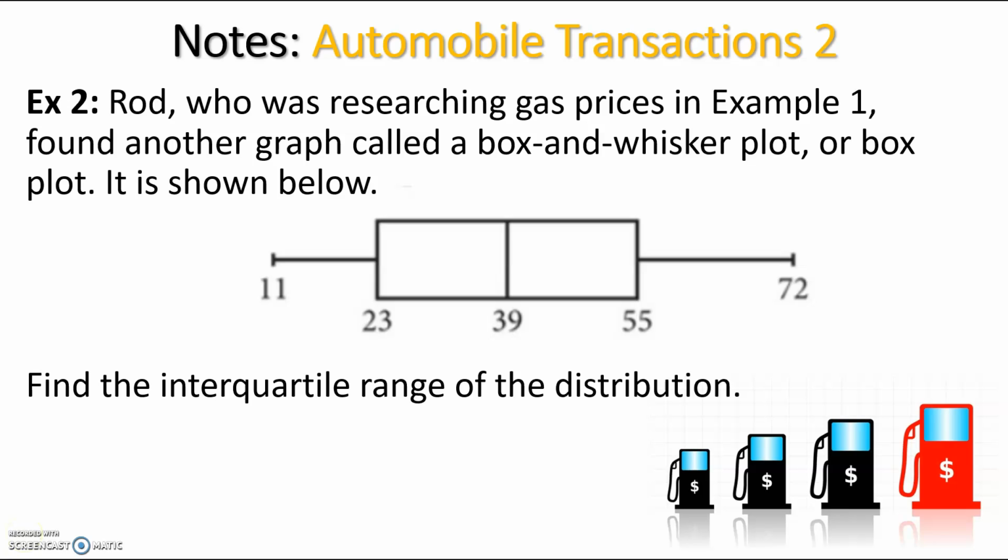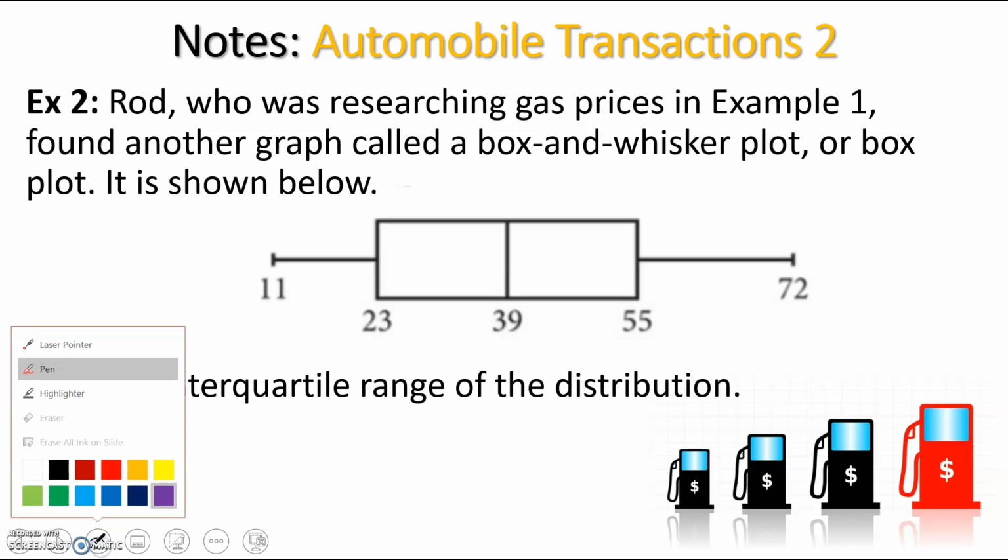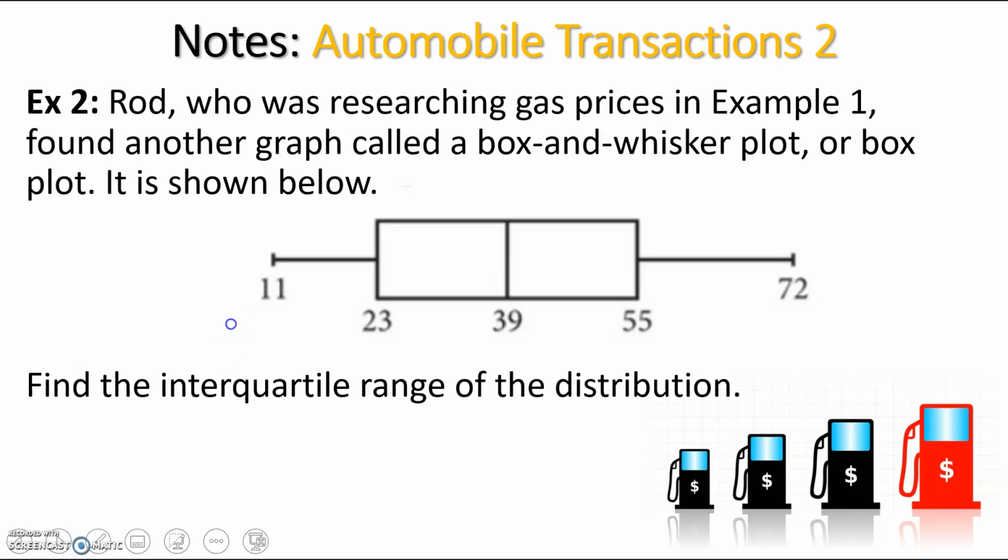Example 2. Rod, who was researching gas prices in example 1, found another graph called the box and whisker plot, or box plot. It is shown below. Find the interquartile range of this distribution. Okay, so the way a box plot works is this. The minimum value is found at the left end of the left whisker. So we're going to say that this 11 represents the minimum, or the lowest gas price. So this here is our minimum.